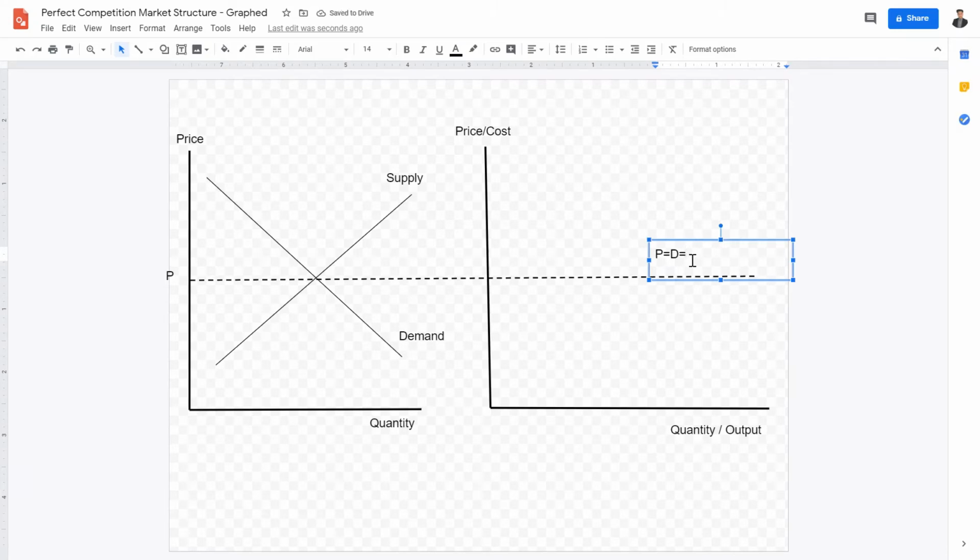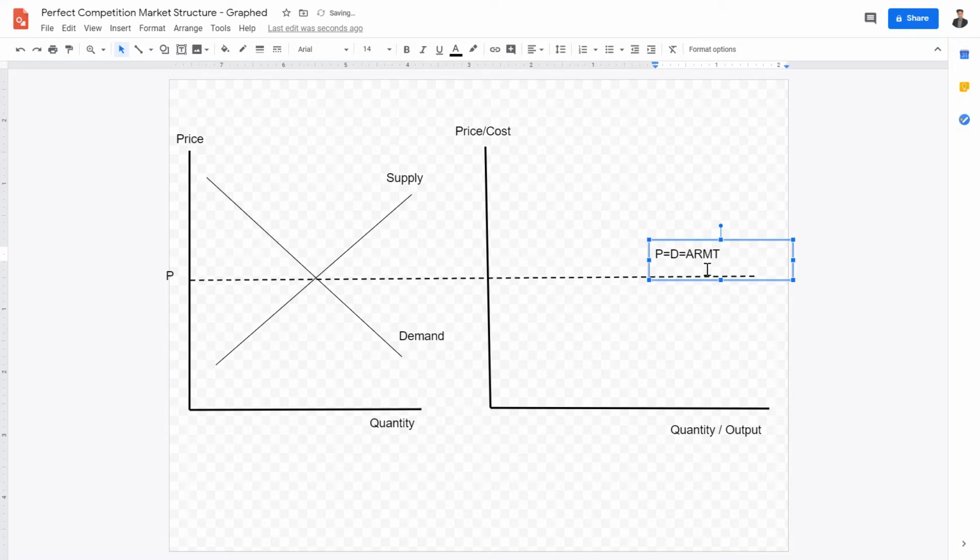If you do not remember what perfect elasticity means, it is that any change in price would cause demand to either go to infinity or go to zero. Any decrease in price will cause the demand to go to infinity, and an increase in price will cause the demand to go to zero. So this is also equal to demand.